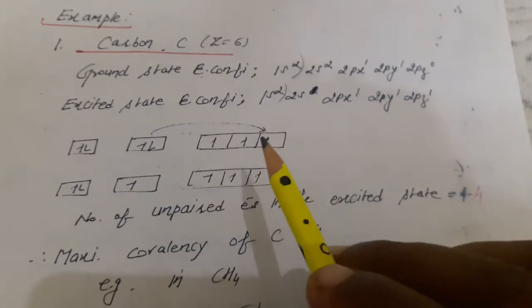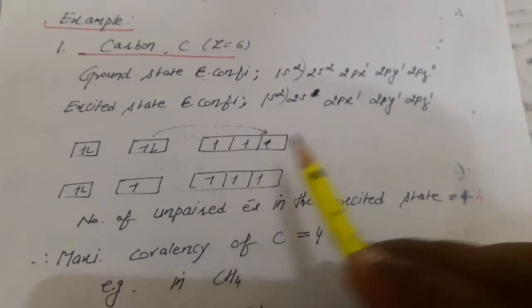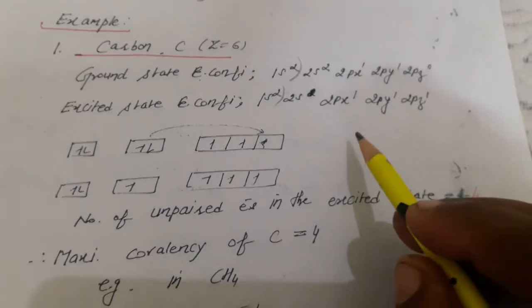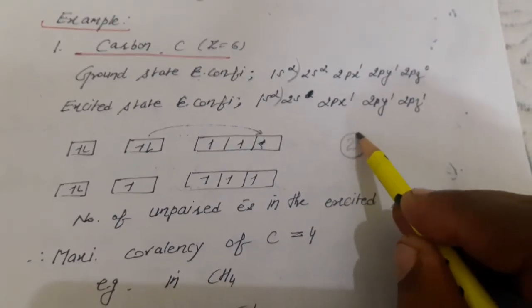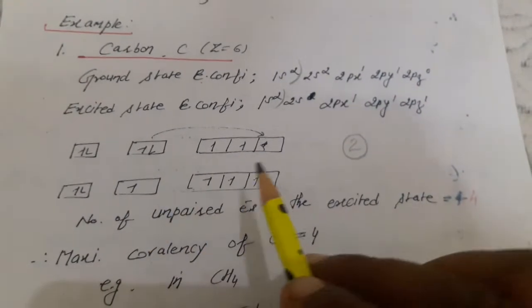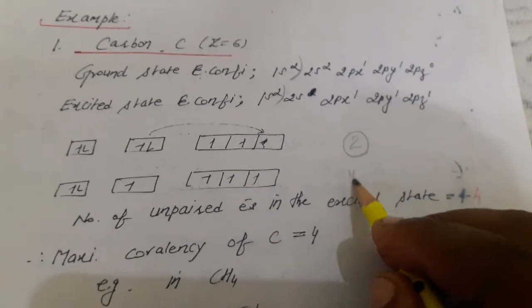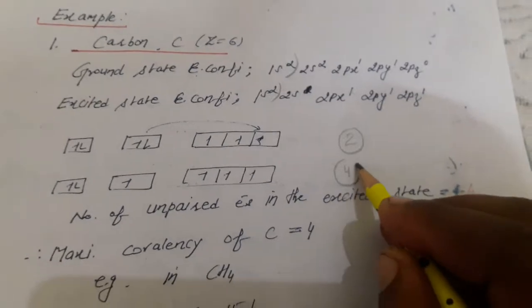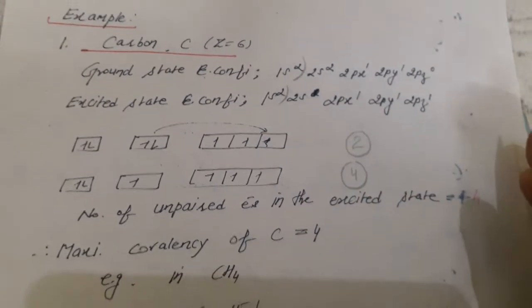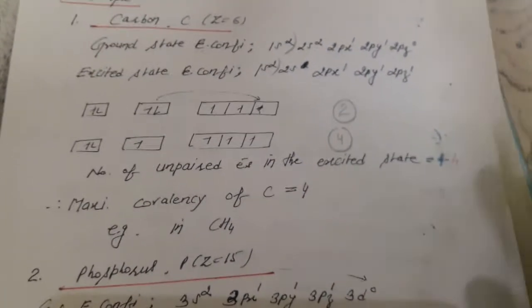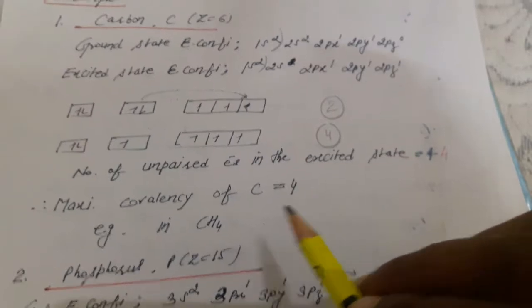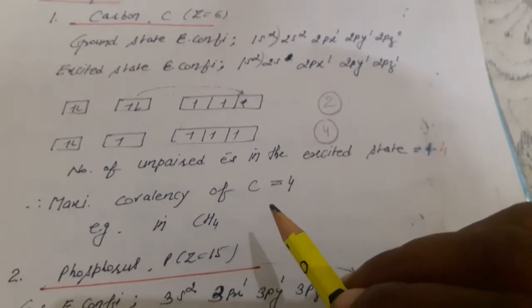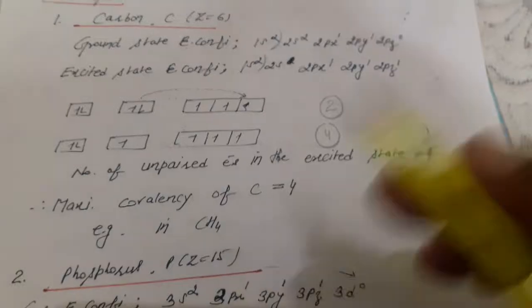You can check here that the unpaired electrons are 2, so its covalency may be 2, that means sharing of 2 unpaired electrons. After the first excitation, its unpaired electrons become 4. So carbon has two kinds of valencies, 2 and 4. The most common is 4. The number of unpaired electrons in the excited state is 4. The maximum covalency of carbon is 4, and an example with covalency 4 is CH4.